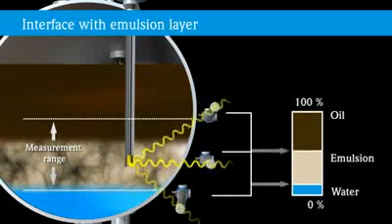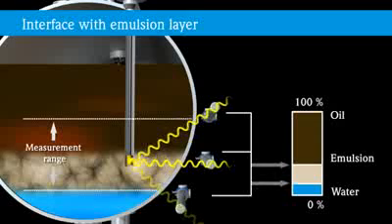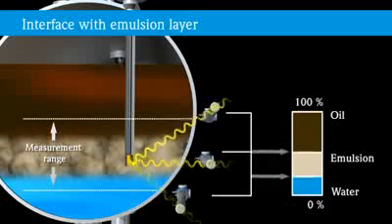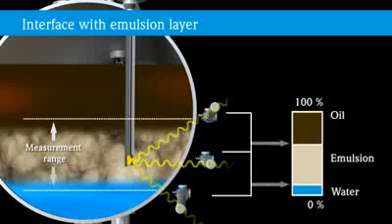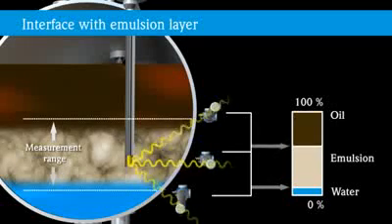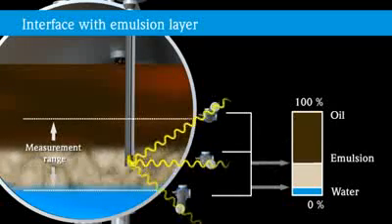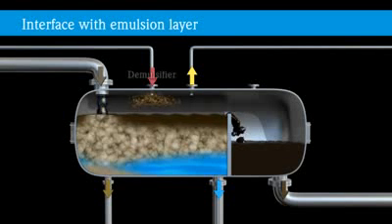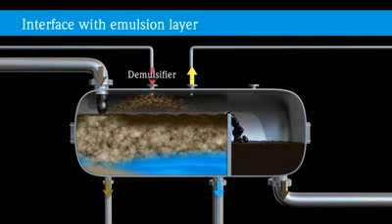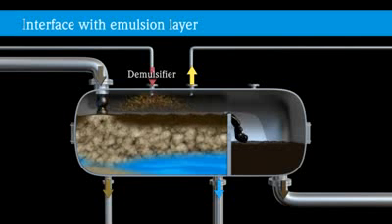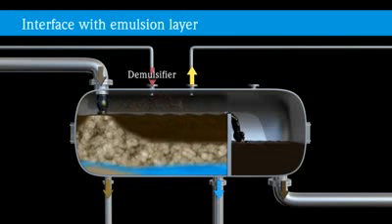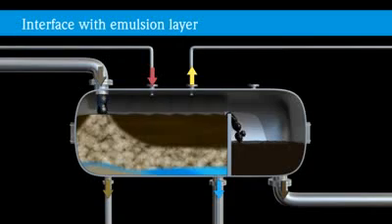The emitted gamma radiation passes through the emulsion layer and is differently absorbed depending on the density of the medium. The compact transmitter detects and analyzes the remaining gamma radiation. The determined density values show the behavior of the emulsion layer. The thickness and position of the emulsion layer is controlled by the addition of demulsifiers, thus optimizing the process.